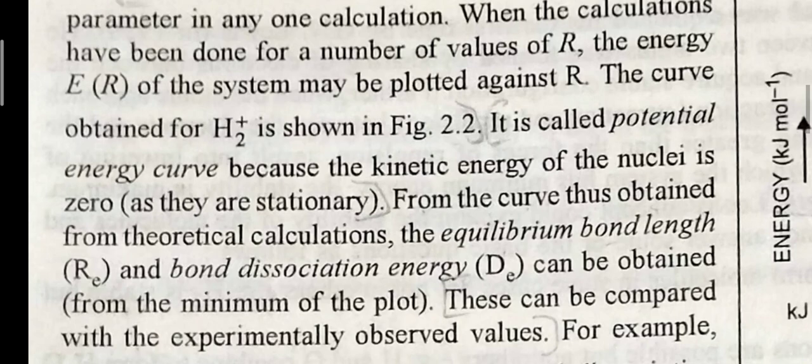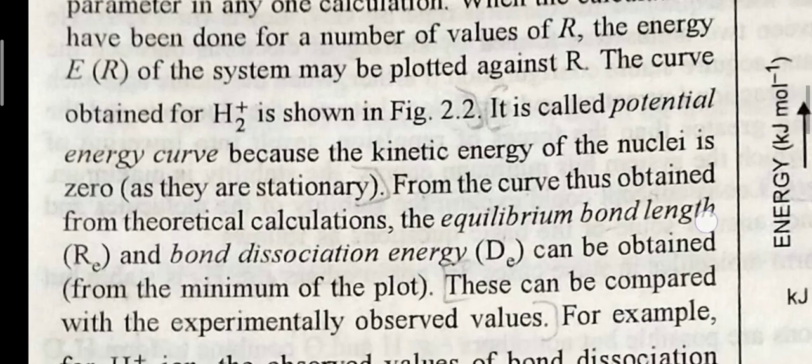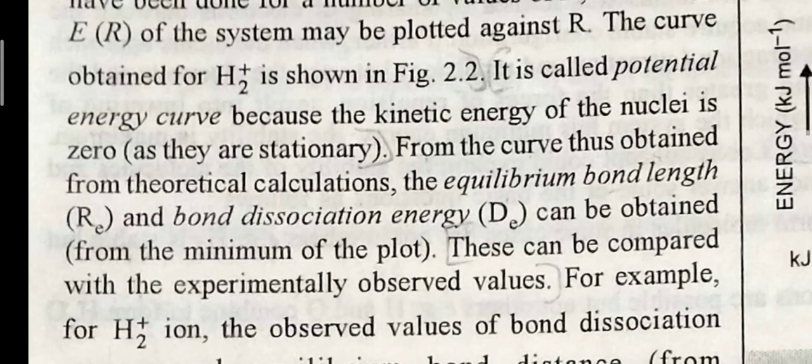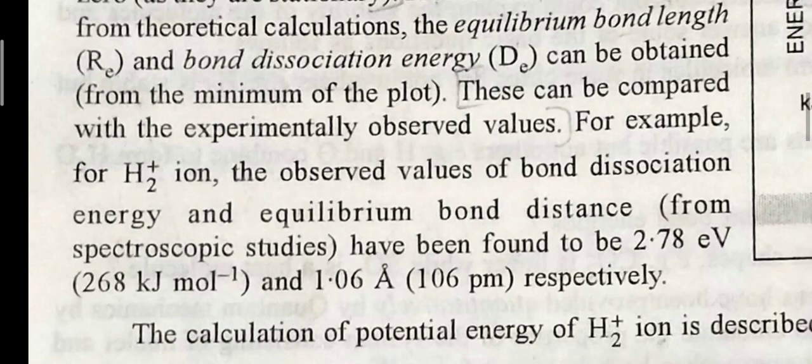From the curve thus obtained from theoretical calculation, the equilibrium bond length Re and bond dissociation energy De can be obtained from the minimum of the plot. These can be compared with the experimentally observed values. For example, for the H2 positive ion, the observed values of bond dissociation energy and equilibrium bond distance from spectroscopic study have been found to be 2.78 eV, 268 kJ per mole, and 1.06 Å respectively.